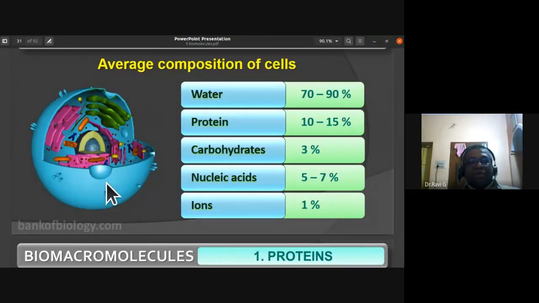So the component of a cell: protein is 10 to 15%. Carbohydrates, it's very less, 3% of it. Nucleic acid is 5 to 7%, and the ions are 1%.